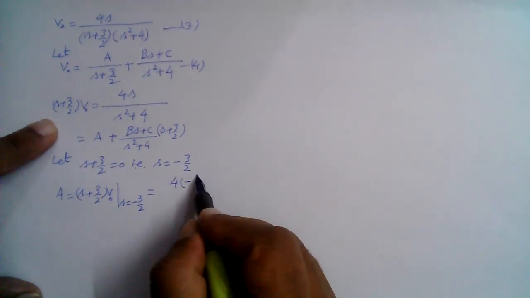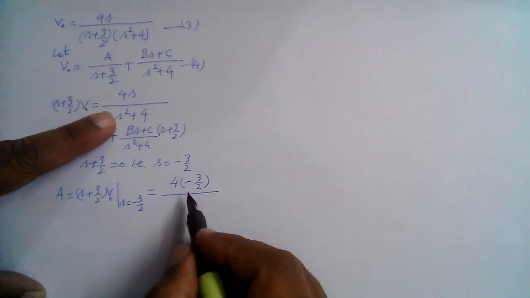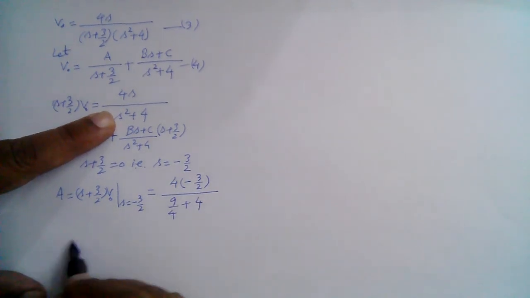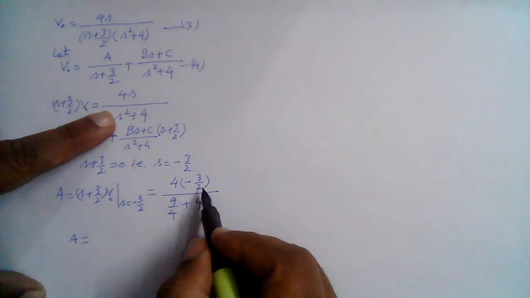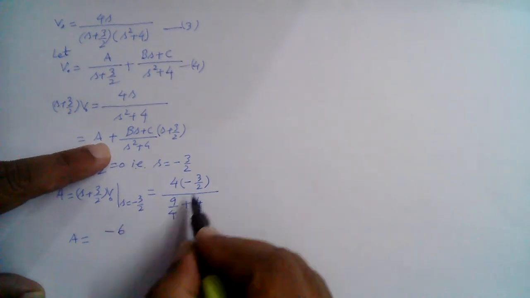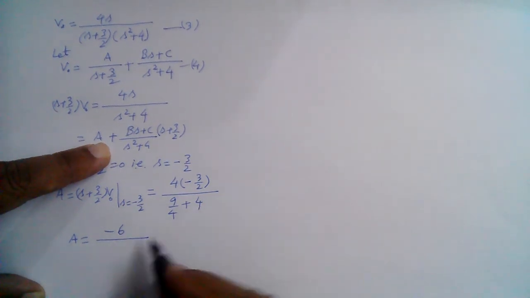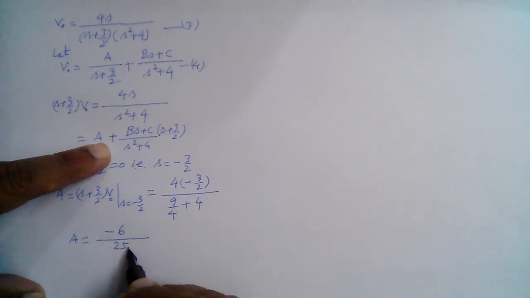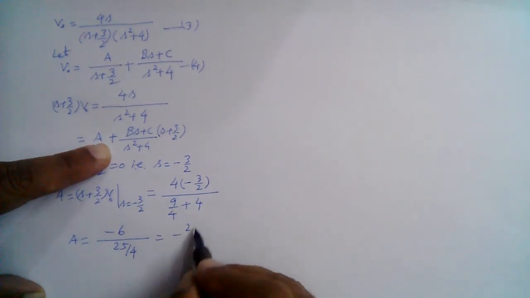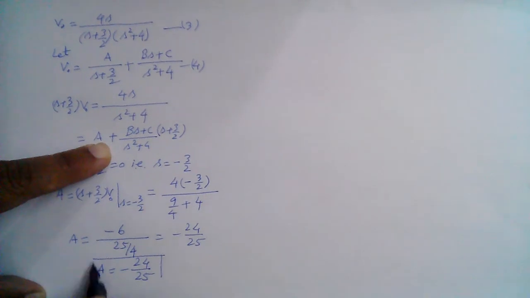That is equal to 4 into minus 3 over 2 divided by s square, which is 9 over 4, plus 4. The numerator is minus 6, and the denominator is 25 over 4. So this is equal to minus 24 over 25. So A is equal to minus 24 over 25, right?